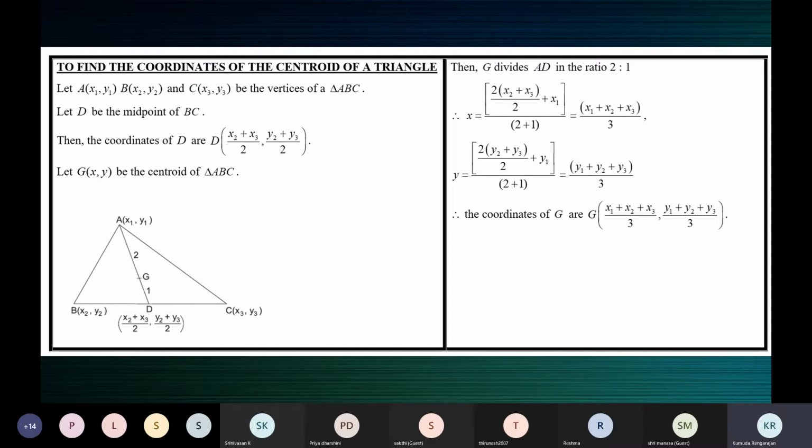Midpoint formula is x1 plus x2 by 2, y1 plus y2 by 2. This is the coordinate of the centroid, the point where the medians meet. The address, not the length. It's not any distance or length. The address, x coordinate and y coordinate.